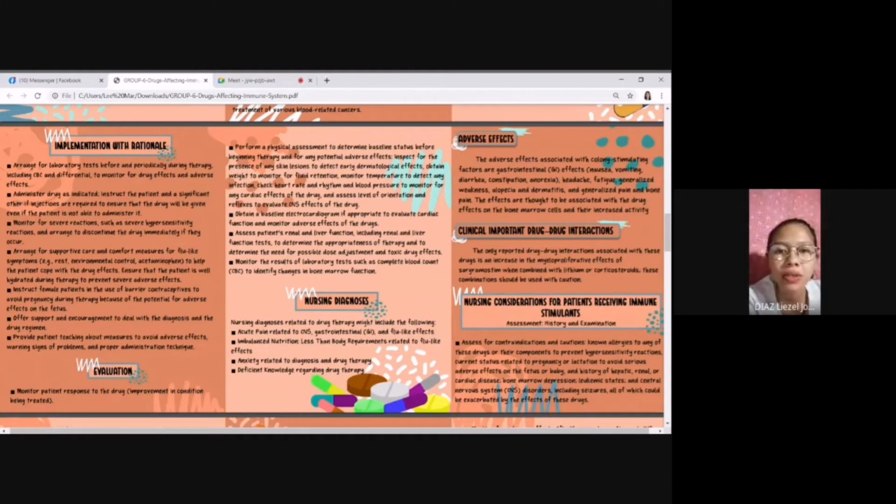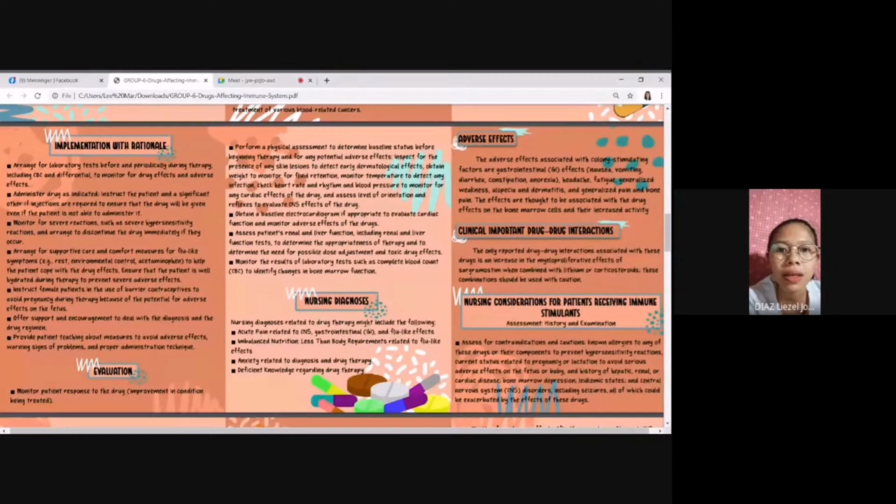Next one is to administer the drug as indicated. Instruct the patient and the significant other if injections are required, to ensure that the drug will be given if the patient is not able to administer it. Monitor for severe reactions such as severe hypersensitivity reactions and arrange to discontinue the drug immediately if they occur. Arrange for supportive care and comfort measures for flu-like symptoms, like rest and environment control, to help the patient cope with the drug effects. Ensure that the patient is well hydrated during the therapy to prevent severe adverse effects.